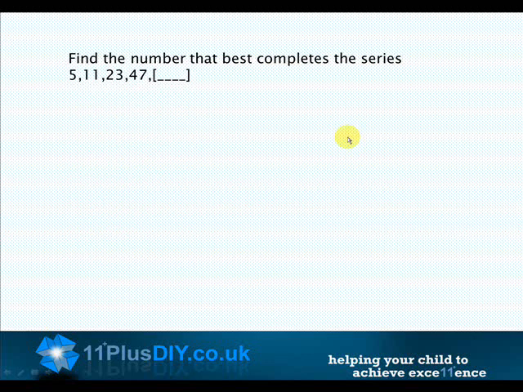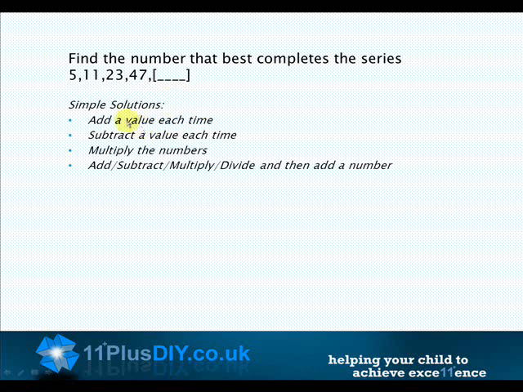Again, we have another example we can look at. Find the number that best completes the series 5, 11, 23 and 47. Again, we need to find that missing number. Go through our simple solutions, trying to find a pattern. How have we got from 5 to 11, from 11 to 23, from 23 to 47? In this one, we have done 5 times 2 plus 1 equals 11. 11 times 2 plus 1 is 23. 23 times 2 plus 1 is 47.